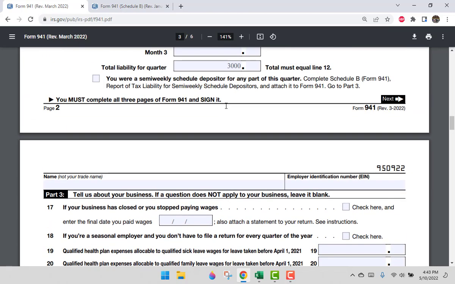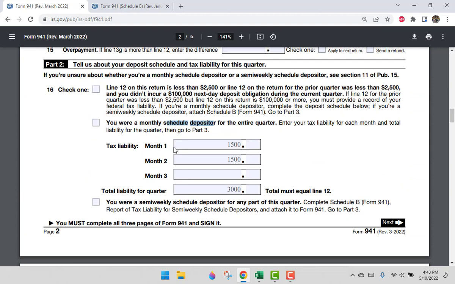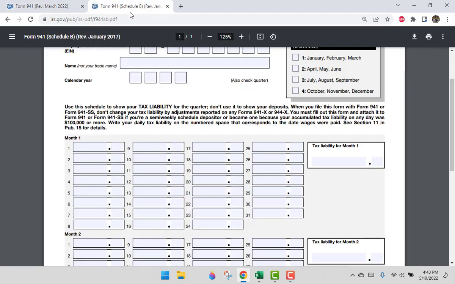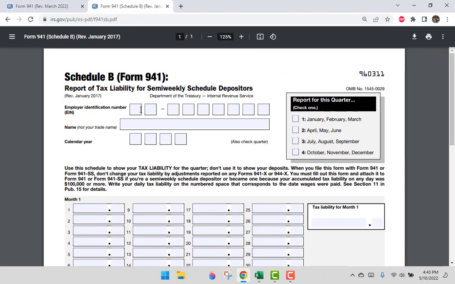Look it up. So the point is you end up making this deposit schedule with the government when you set up your business. If you're doing more money, you're a semi-weekly depositor, and you do not need to fill this part out. You need to fill out the Schedule B. And the Schedule B I also have right here, and that's just going to ask you for your business information.